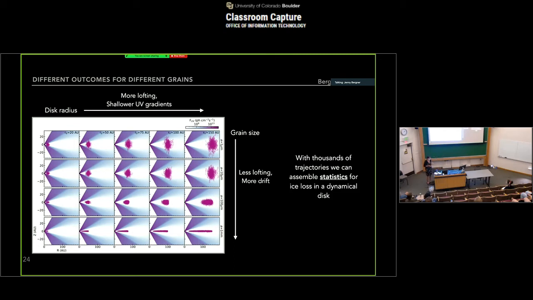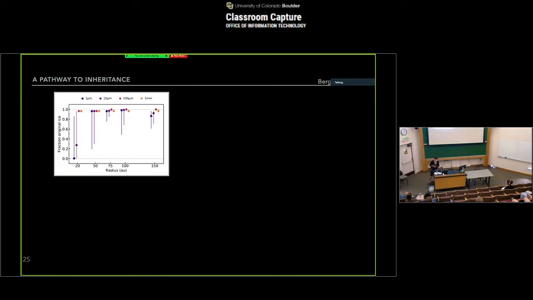So with thousands of these trajectories, we can actually start to assemble some statistics for how ice loss proceeds in these disks. So here's a summary showing the ice loss outcomes. We're looking at the fraction of the original ice mantle that's left intact after 100,000 years in these simulations for particles initialized at different disk radii and for different particle sizes.